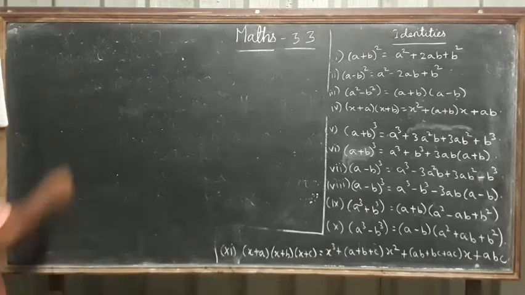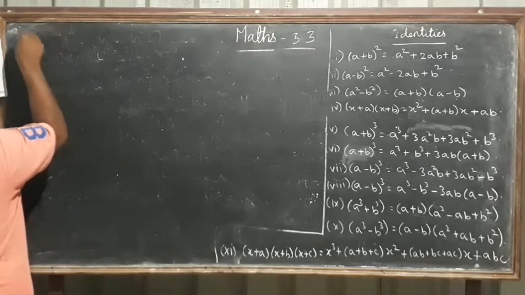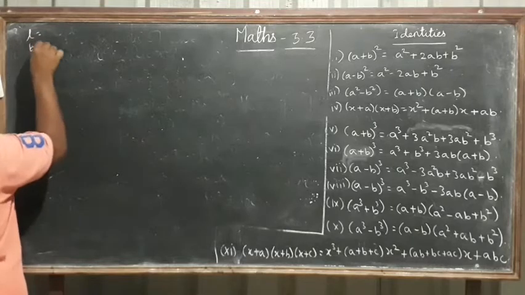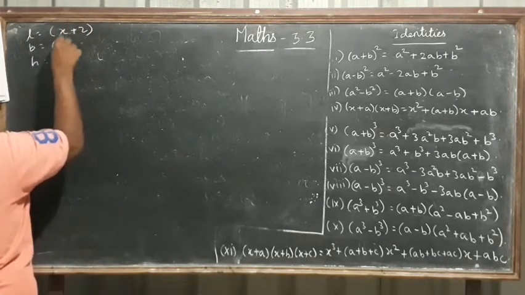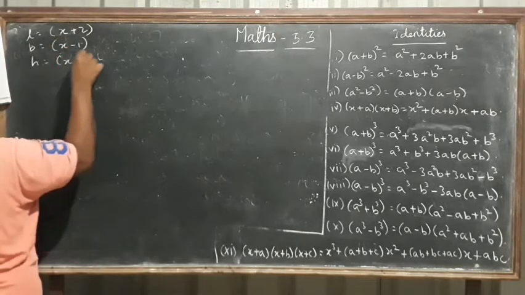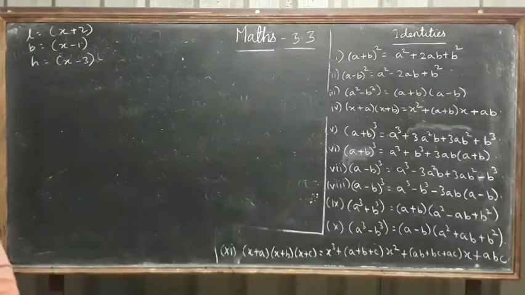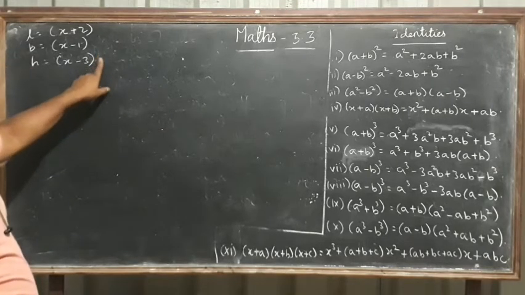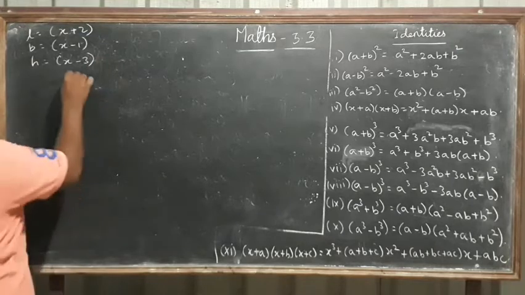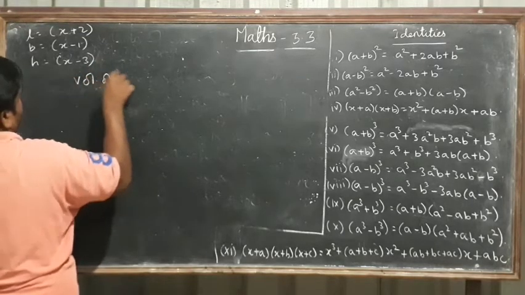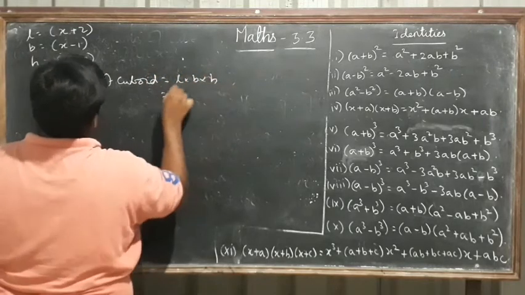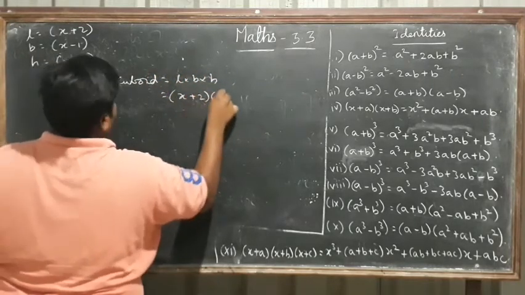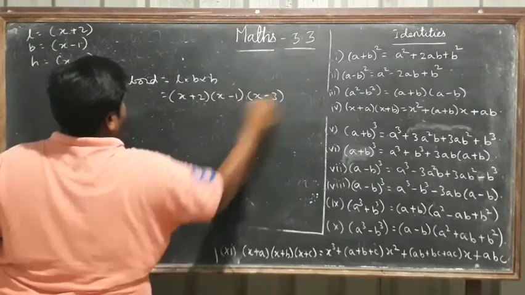Last one, find the volume of a cuboid whose dimensions are length, breadth and height. Whose length is x plus 2, whose breadth is x minus 1, whose height is x minus 3. It doesn't mean that it has to be length, breadth, height; it's generally given as length, breadth and height, that is dimensions. So I need to find out the volume. So volume of cuboid is equals L into B into H: x plus 2 into x minus 1 into x minus 3.